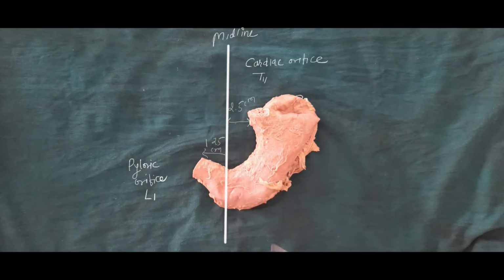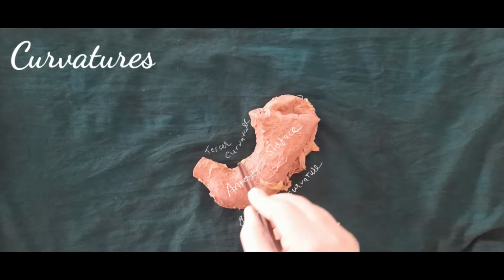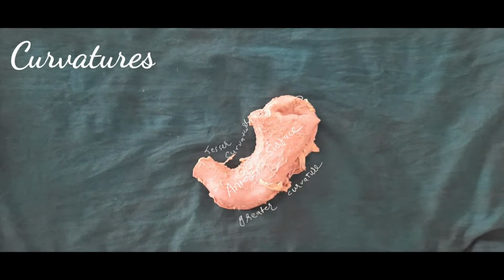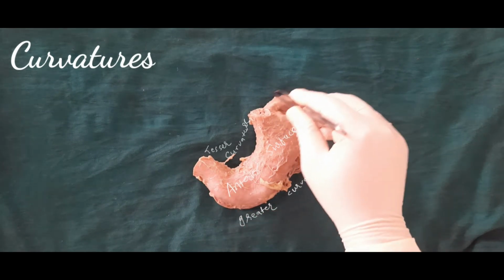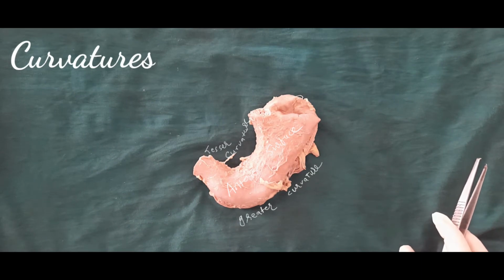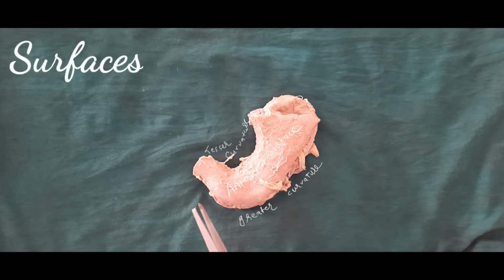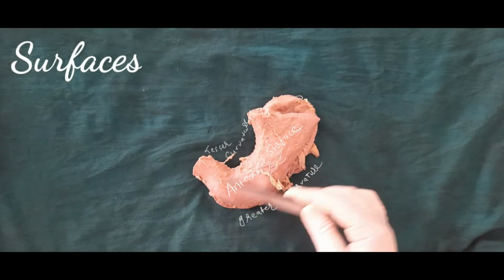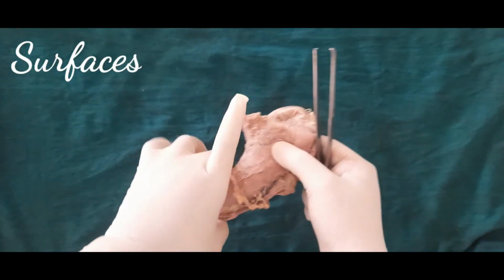It has two borders, right and left. This one is the right border of the stomach, also known as the lesser curvature. This larger border, the left border, is also known as the greater curvature. It has two surfaces. This one is the anterior surface, and behind this one is the posterior surface.